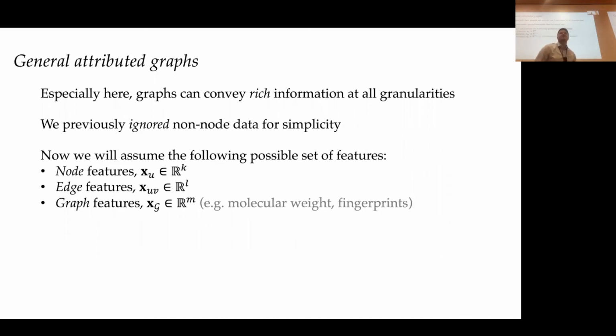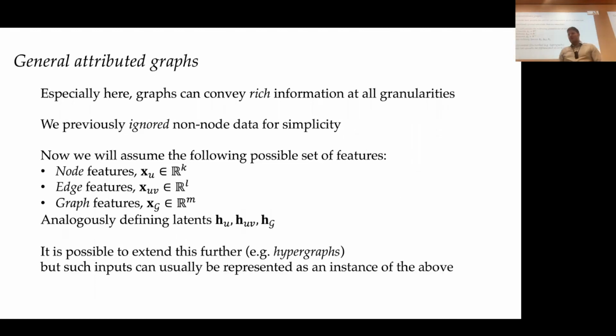And I might also have some features attached on the level of the whole graph. So for example, this could be the molecular weight or any molecular fingerprints you might pre-compute and stuff like that, okay? So in the most general case, I might have features on the nodes, edges, and the graph, all right? And you can then analogously also compute latents on all those three levels. So latents on the nodes, latents on the edges, latents on the graph. And it is possible to talk about this further and talk about triplets of nodes and hypergraphs and so on. That will be a fun point of discussion later, but I will claim that you can extend this idea to hypergraphs without really changing the template.